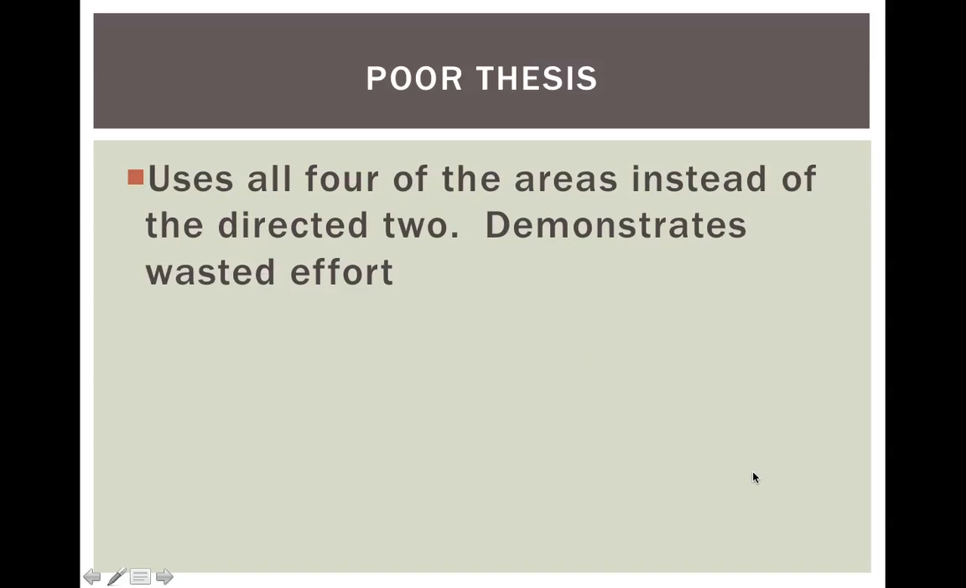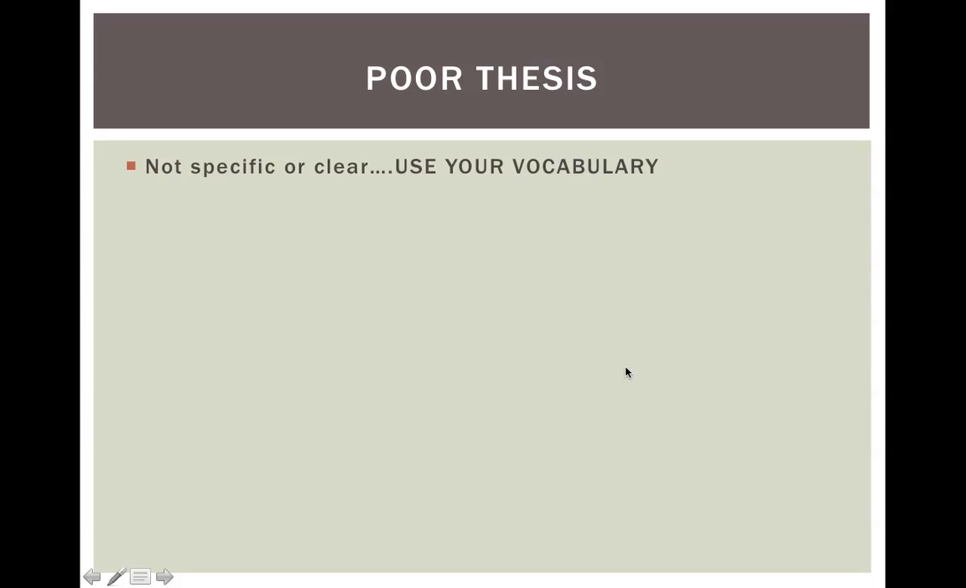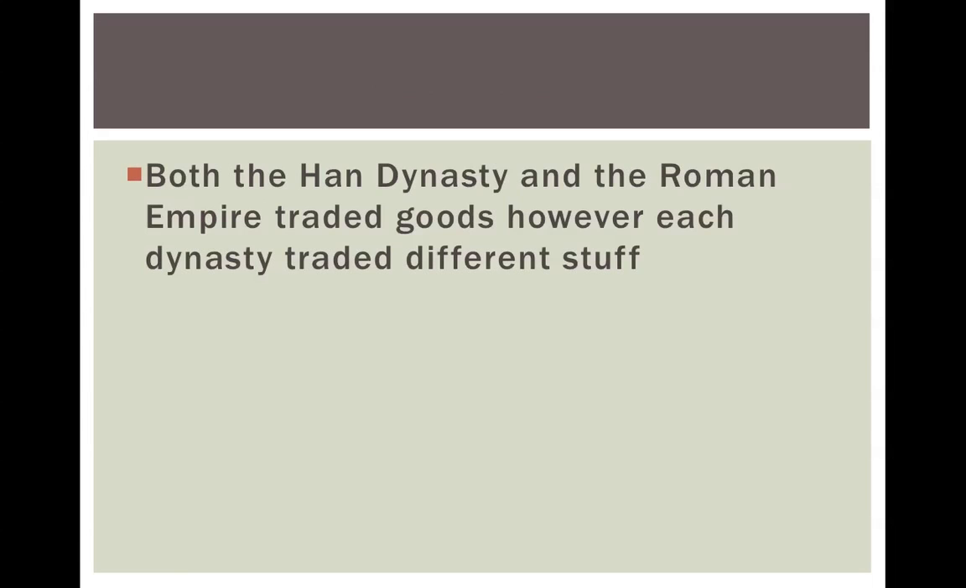2 groups. In our last thesis, both the Han Dynasty and the Roman Empire traded goods. However, each dynasty traded different stuff. This is awful. It's not specific or clear, and you need to use your vocabulary. Stuff? Honestly, stuff? If I see that in an essay, you're just not going to get the point, and you're going to get a big mark on there for putting that there. Stuff. You can do better.